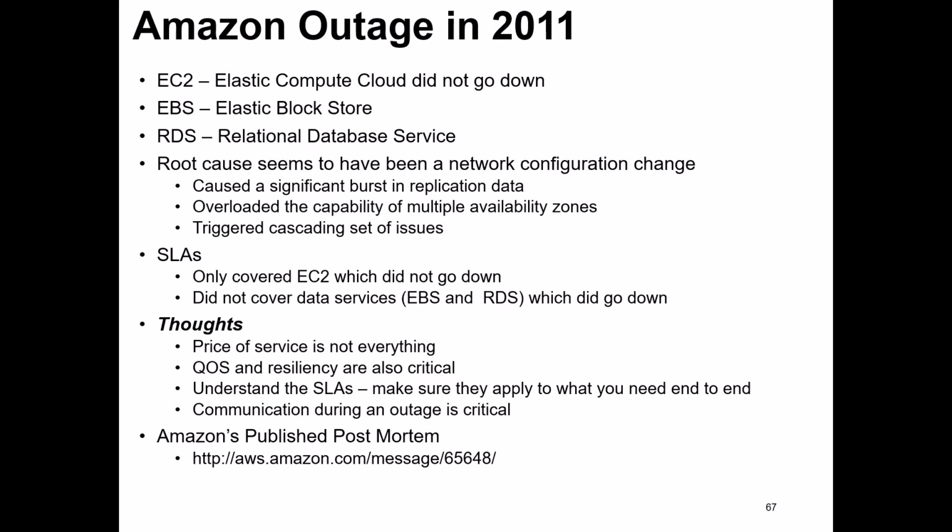I know 2011 was a long time ago, but I wanted to bring up this Amazon outage because it explains why you need to understand your SLAs and why you need to understand disaster recovery. In this case, the Elastic Compute Cloud did not go down. The Relational Database Service did. The actual SLAs only covered EC2. They didn't cover any of the data services. So because EC2 was up, the people who were in the cloud had no comeback against Amazon for the fact that they couldn't get to their data.